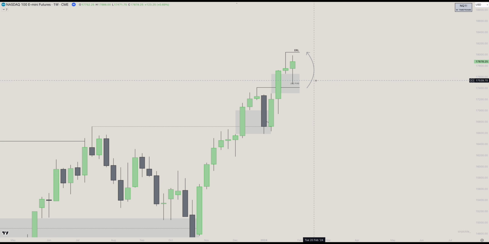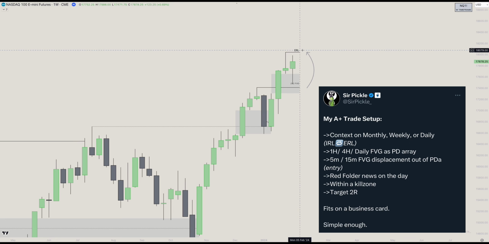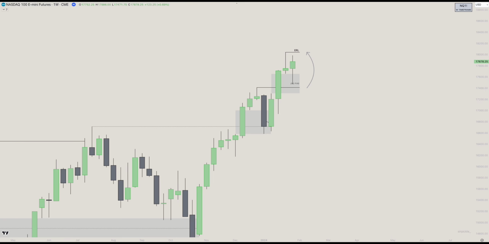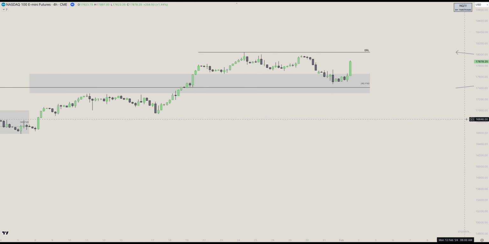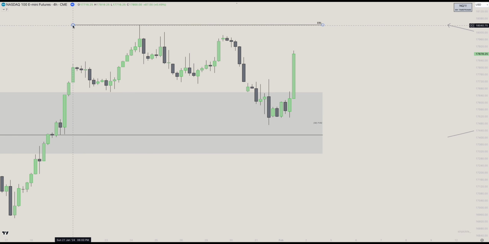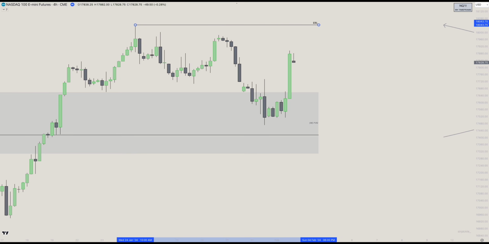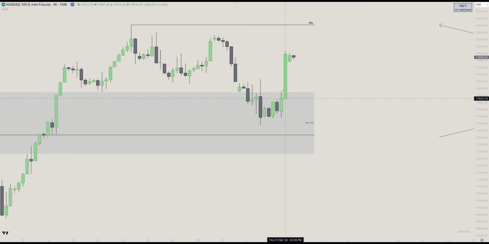You can go into the 4-hour, which is what I would do, and look for a 4-hour fair value gap displacing higher. Use that as my PD array to then go into the lower time frames and look for long trade setups, as long as it is within a day that has news and within a kill zone. So for example, let's go down into the lower time frame here and see if we can find a trade opportunity. So we have this potential 4-hour fair value gap being formed right here, and there it is.